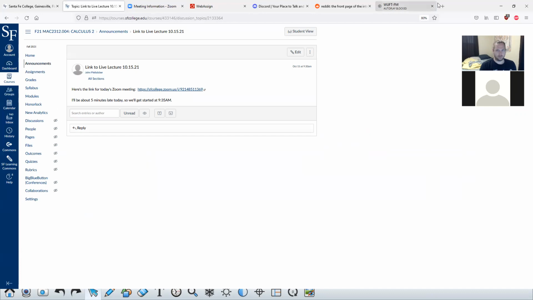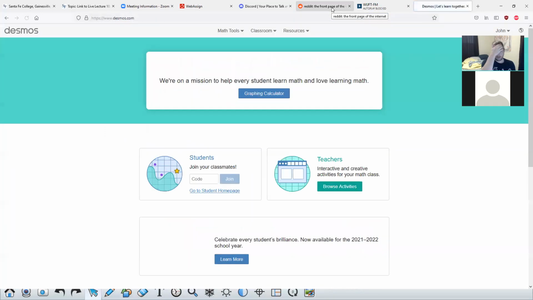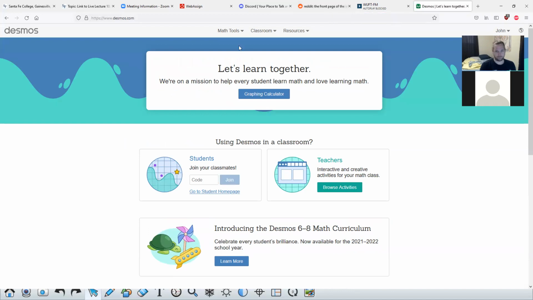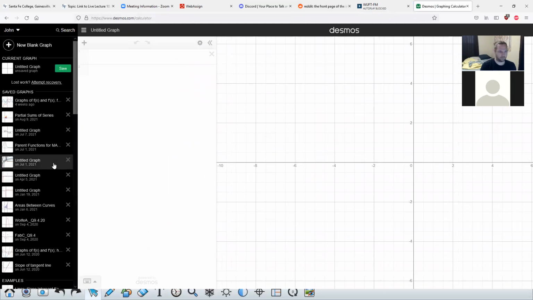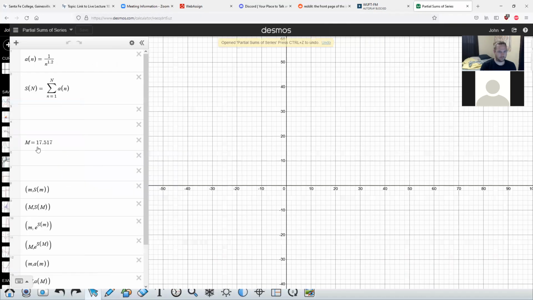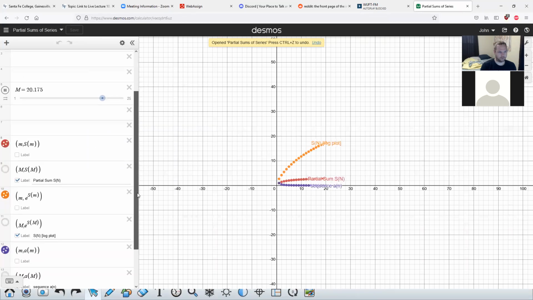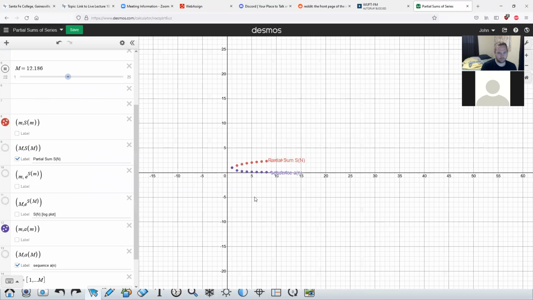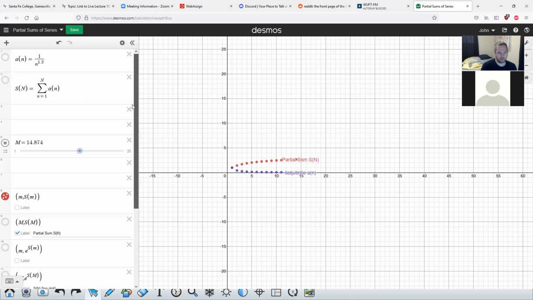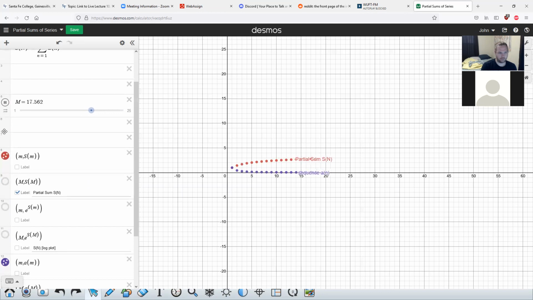While that's going on, I have something to show you in Desmos. I'm going to have to play with this for just a second. I want to turn one or two things off. Let's turn this off. And now let's also turn off the partial sums.